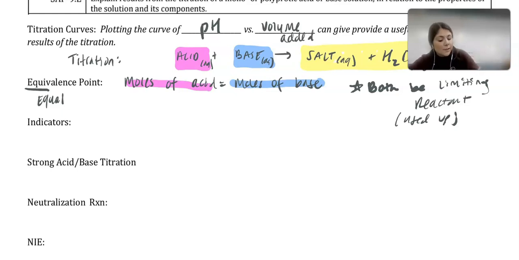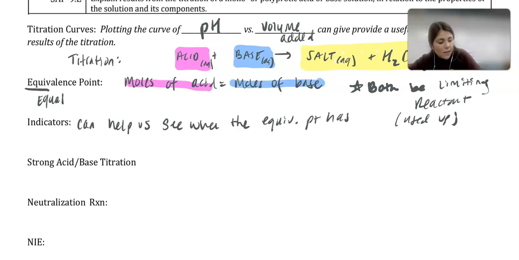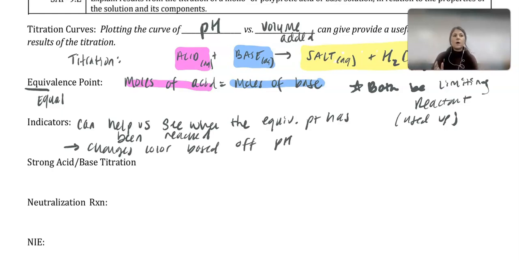So an indicator can help us see when the equivalence point has been reached. And here, an indicator changes colors based off pH. Indicators we'll talk about more in 8.7, but an indicator is actually going to have a very, very small amount of some type of weak acid and weak base that changes colors based off pH.